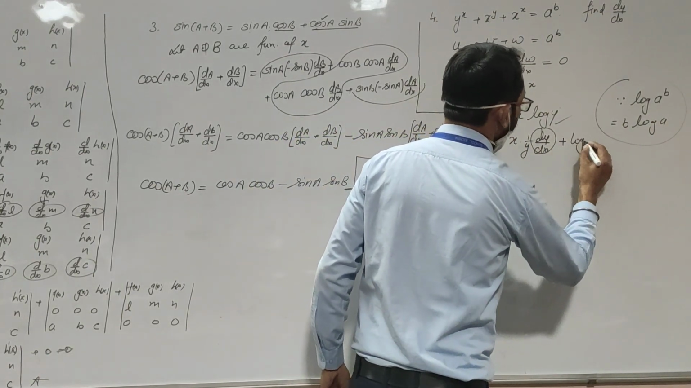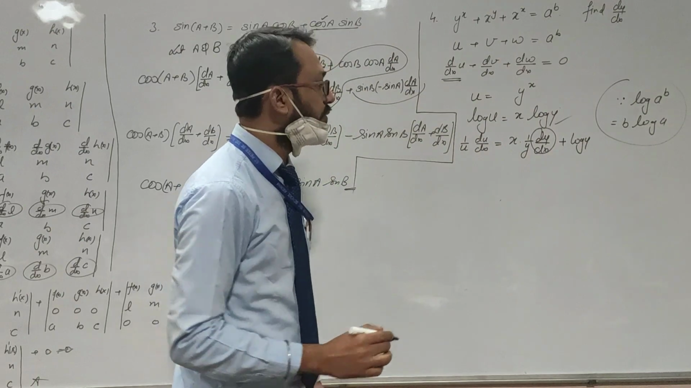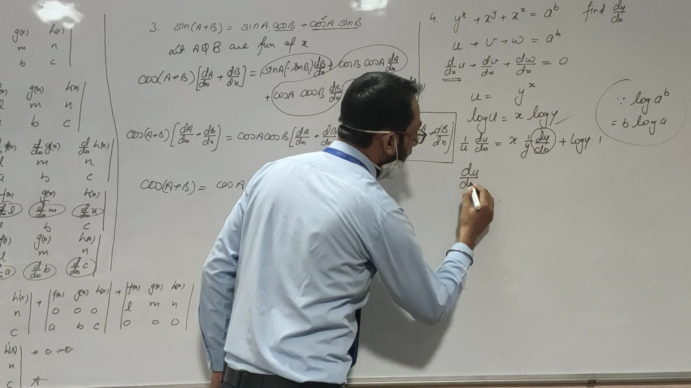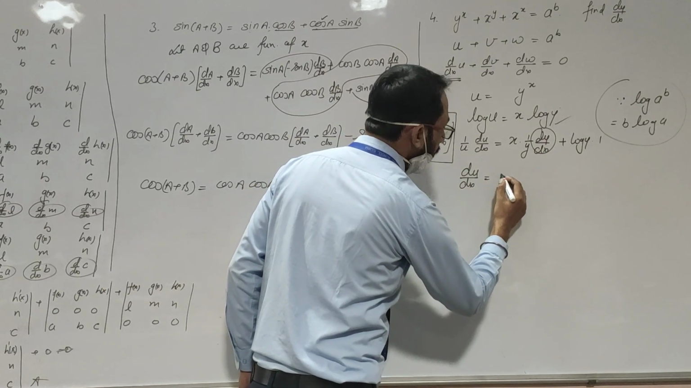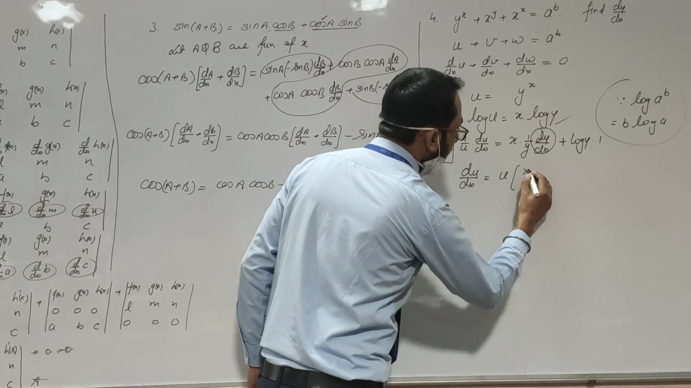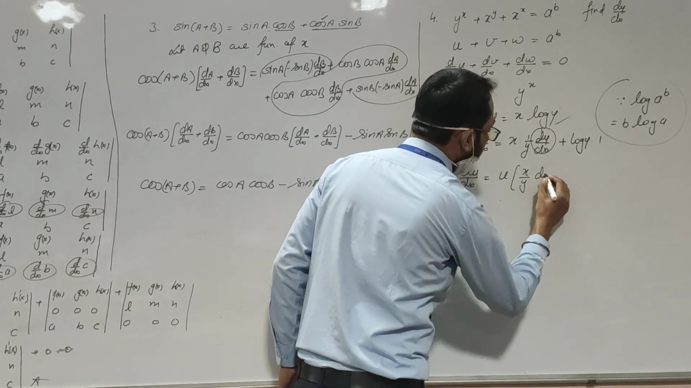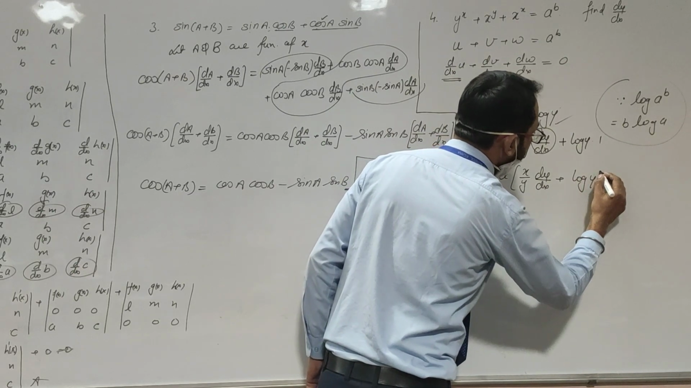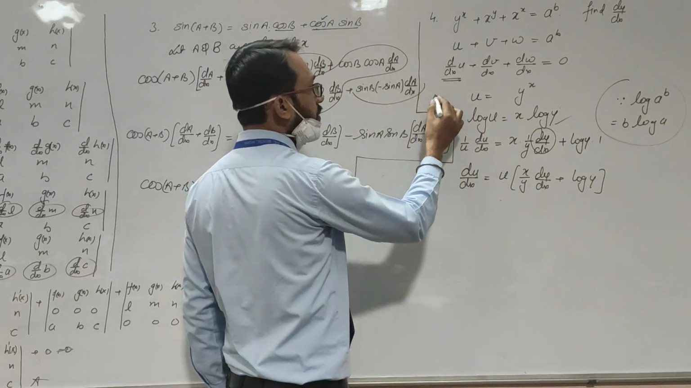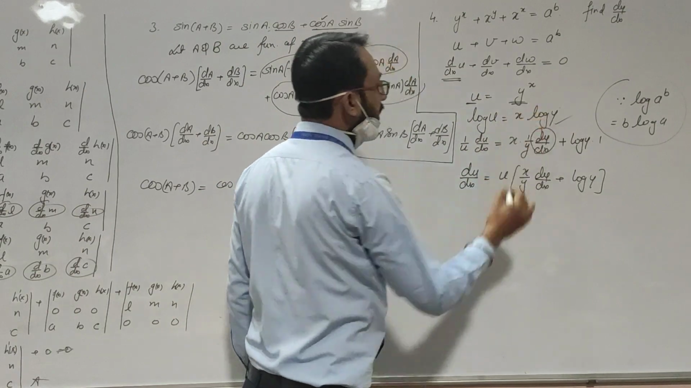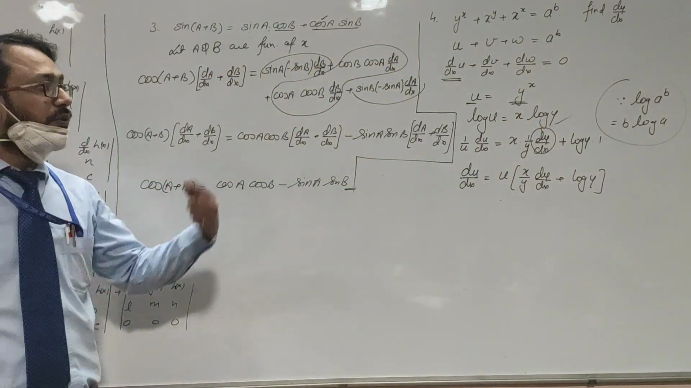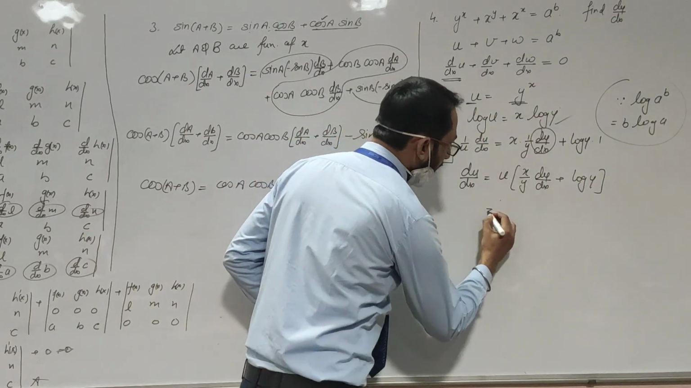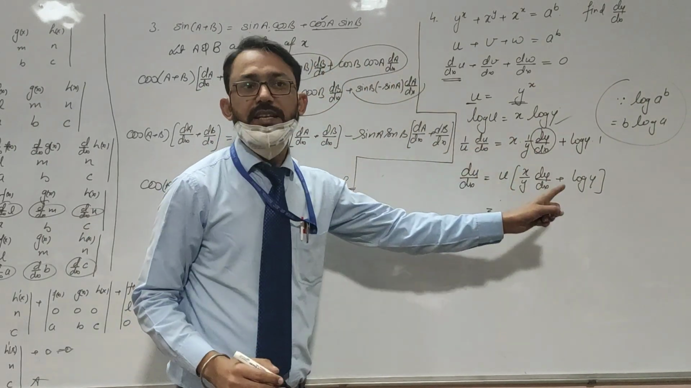Plus log y, the differentiation of x will be 1. So du on dx will be equal to u times x upon y dy on dx plus log y. And as we have supposed, u is equal to y to the power x. So I am going to put the value of u, and the value of u is y to the power x. I'll take y to the power x inside the bracket.